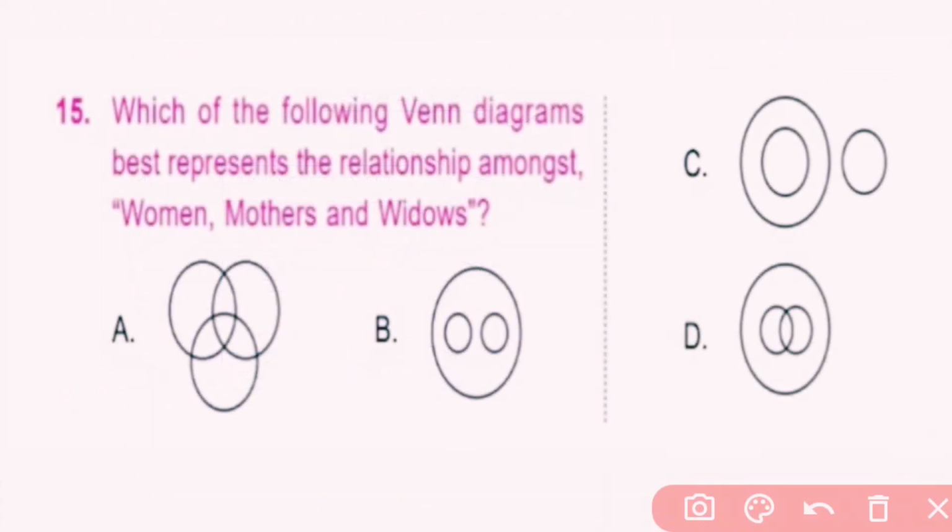Question number 15. Which of the following Venn diagrams best represents the relationship amongst women, mothers and widows? So mothers and widows both are women. So here D is correct answer.